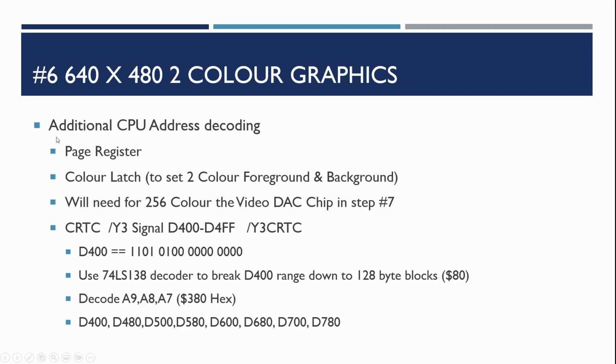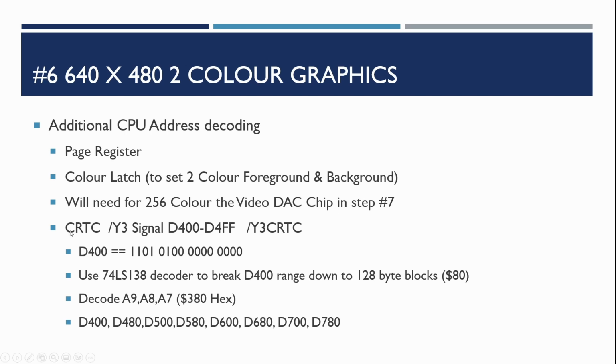One of the other things we're going to need to do is add additional CPU address decoding. Because we're adding the page register, we also need to address the color latch so we can determine what foreground and background colors we want to use in our graphics mode. And in later videos, we're going to be adding a 256 color video digital analog converter chip. So we need to give ourselves a bit more space for address decoding.